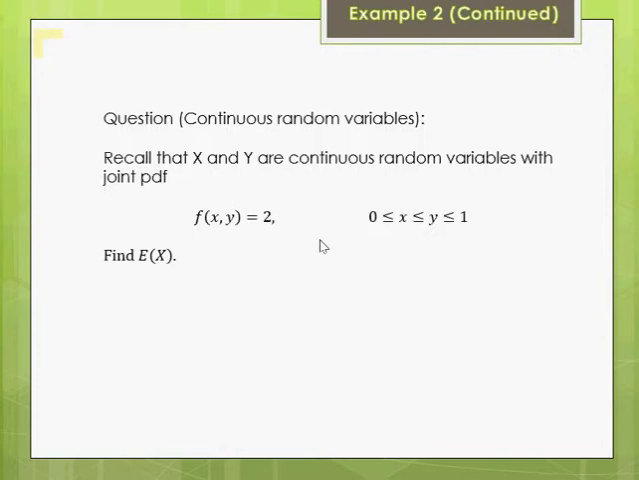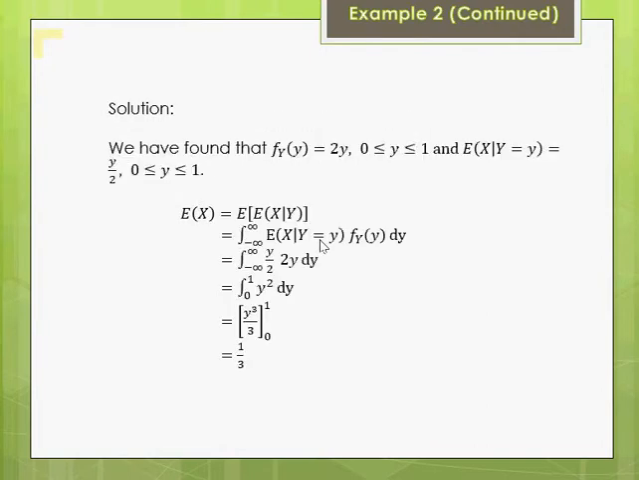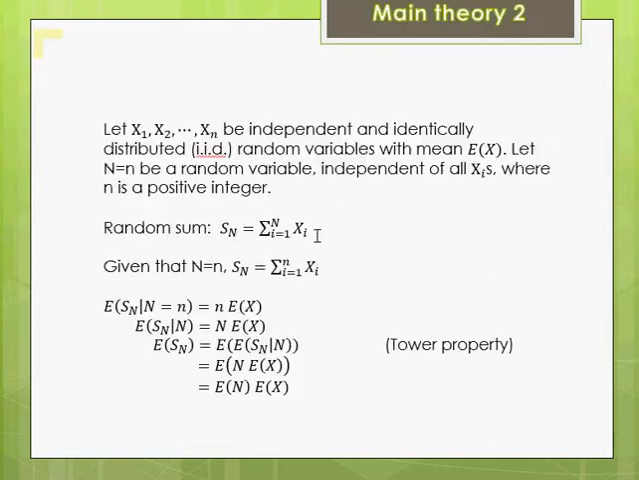Example 2, continuously. Recall that x and y are continuous random variables with the joint PDF of the form shown. Find E of x. Similarly, by the Tower property, E of x is equal to the expected value of the expectations of x given y. We have found the marginal distributions of y, and the conditional expectations of x given y equal to small y. By putting the above facts into the formula of expectation, E of x is found to be 1 over 3.